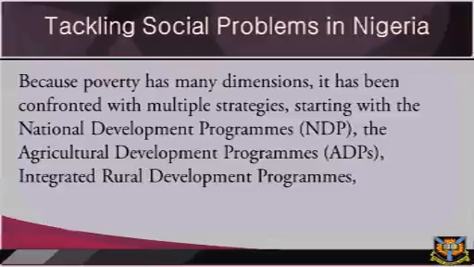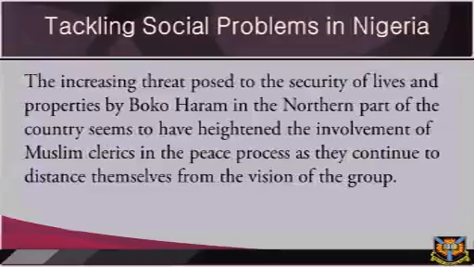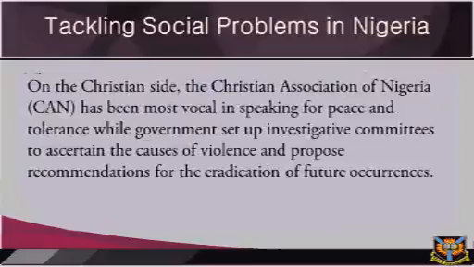In the same vein, religious organizations have been at the forefront of the struggle for the promotion of more tolerant societies. In fact, the increasing threat posed to the security of lives and properties by Boko Haram in the northern part of the country seems to have heightened the involvement of Muslim clerics in the peace process as they continue to distance themselves from the vision of the group. On the Christian side, the Christian Association of Nigeria (CAN) has been most vocal in speaking for peace and tolerance, while government set up investigative committees to ascertain the causes of violence and propose recommendations for the eradication of future occurrences.